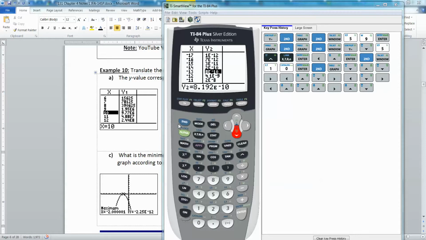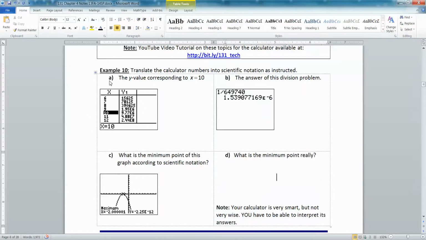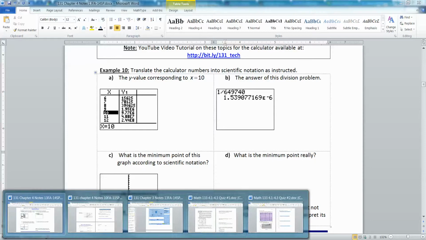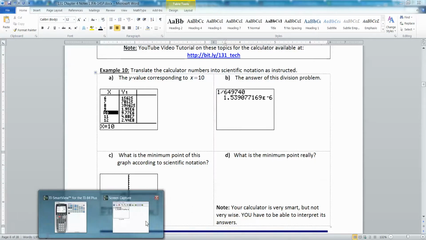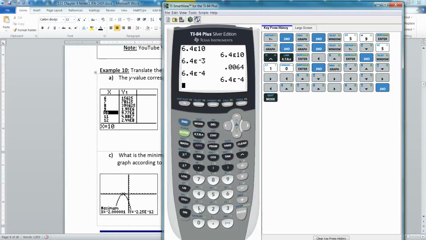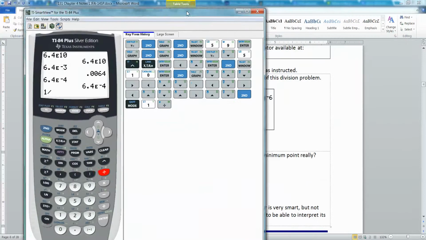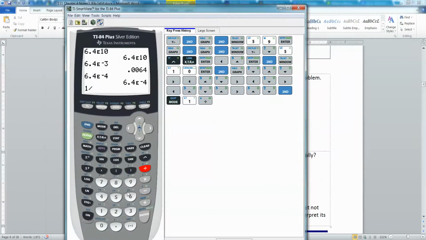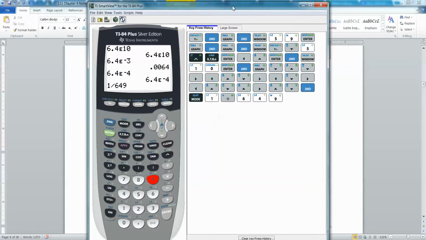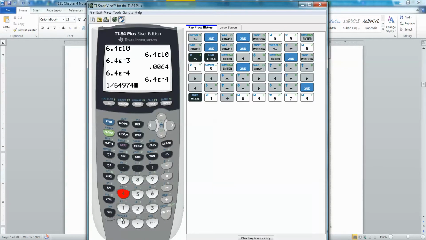All right, so let me show you another thing. Of course, this particular problem was worked out in the lecture notes, or will be. But let me go back. If I did 1 divided by a really big number, 649,740, you can see that that's this really small number, right?